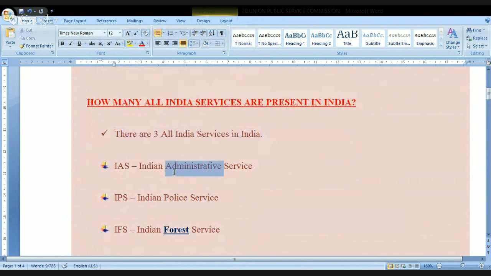One is the IAS, I told you already. Second one is the IPS, kindly remember. And the number 3 is the Indian Forest Service. Kindly remember, when it comes to this IFS, it is the Indian Forest Service.